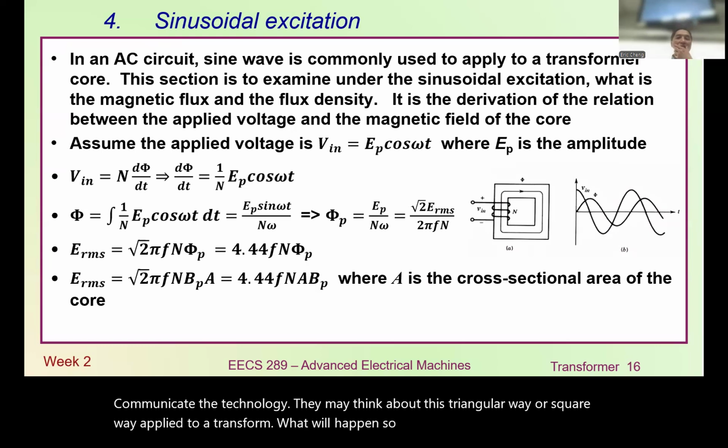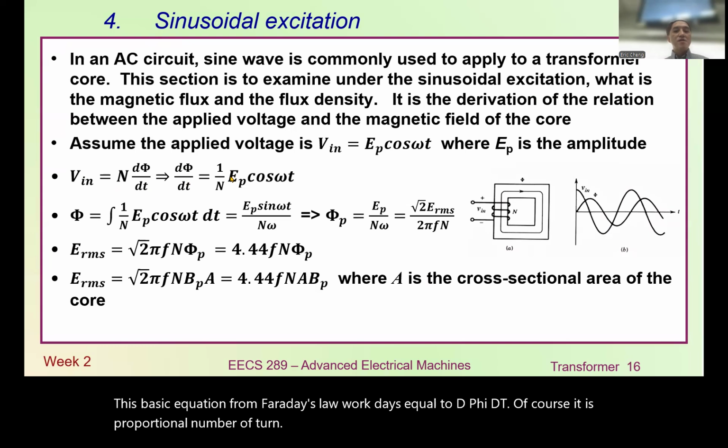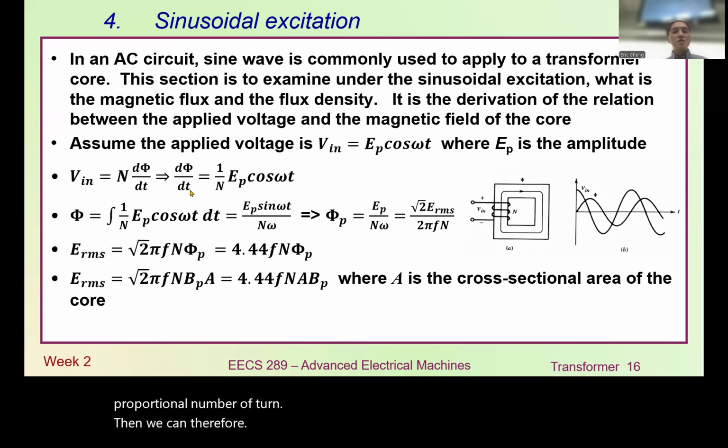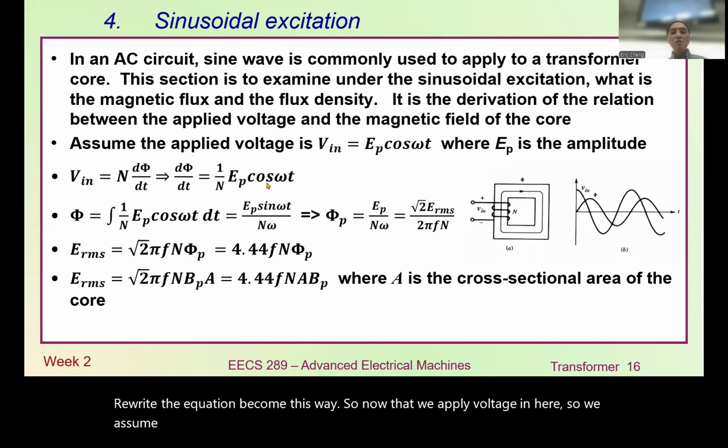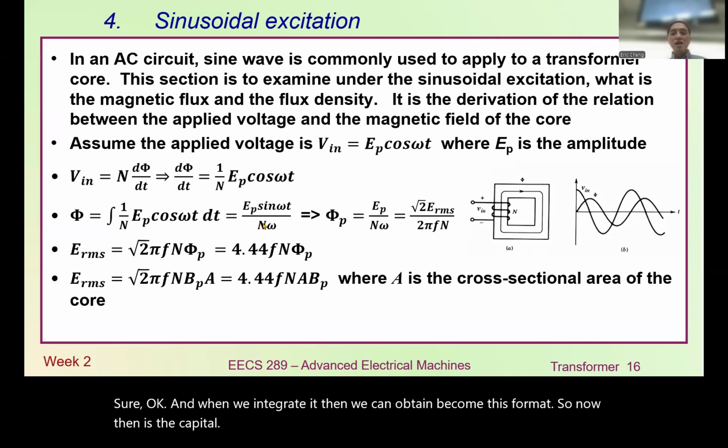Firstly, we can use this basic equation from Faraday's law. Voltage equals N times d phi dt, proportional to the number of turns. Then we can rewrite the equation this way. Now we apply voltage in here. We assume the voltage waveform is equal to this one. When we integrate it, we obtain this format. Now it is the amplitude sine divided by n omega.